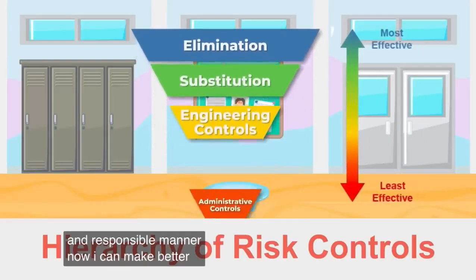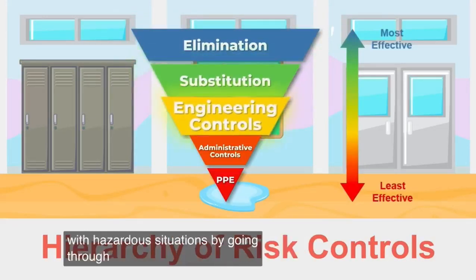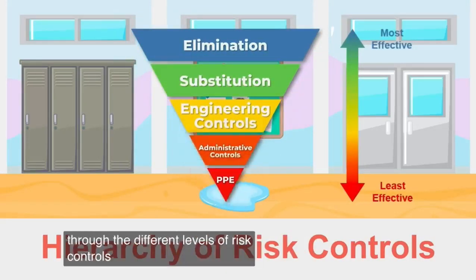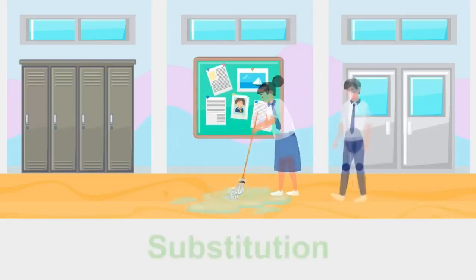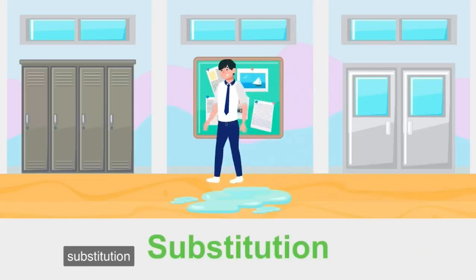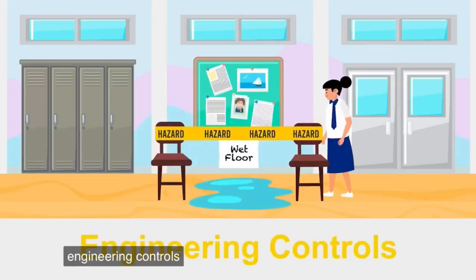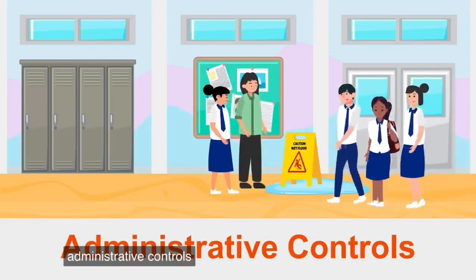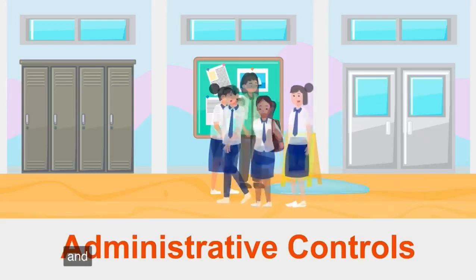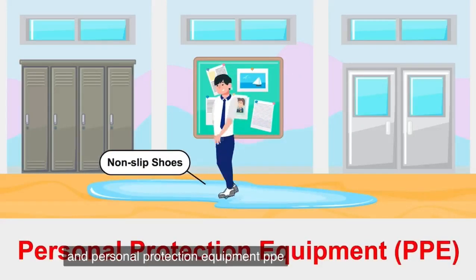Now I can make better choices when faced with hazardous situations by going through the different levels of risk controls: elimination, substitution, engineering controls, administrative controls, and personal protection equipment, PPE.